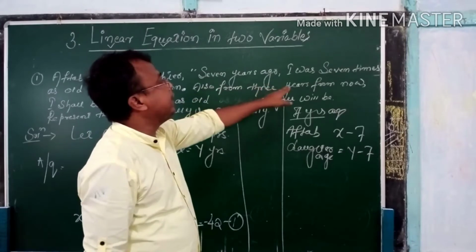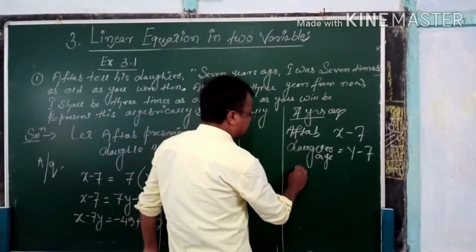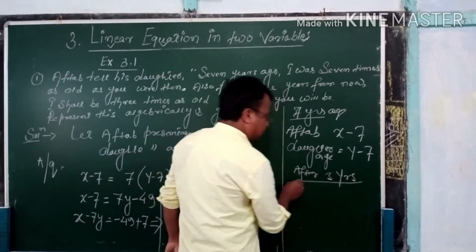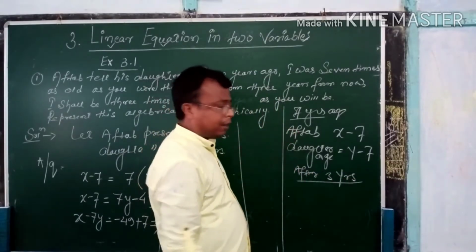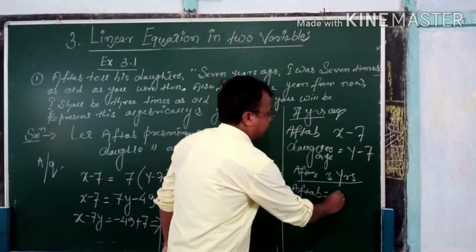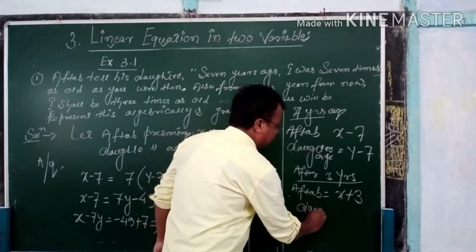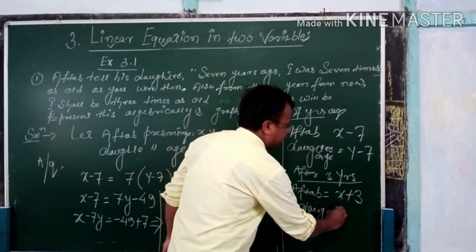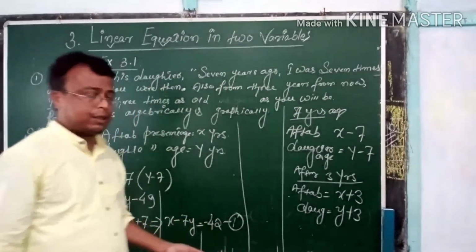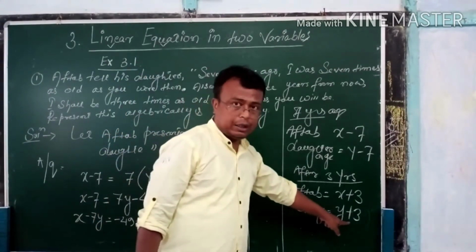Also, from 3 years from now. After 3 years, what will be the father's age? It will be x plus 3, present plus 3. And the daughter's age will be y plus 3. Okay, after 3 years, this will be the father's age and this will be the daughter's age, y plus 3.